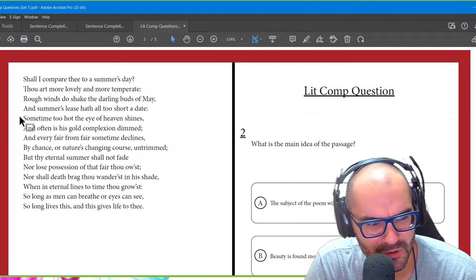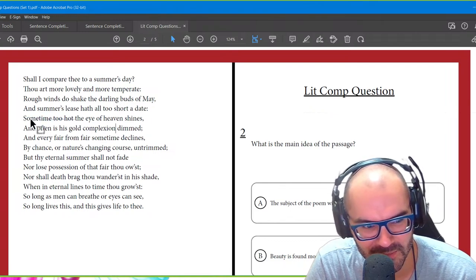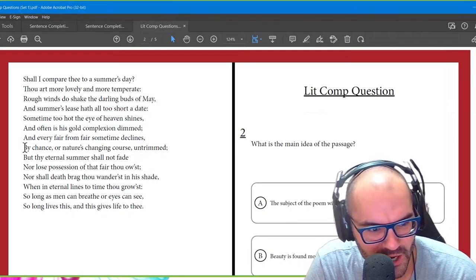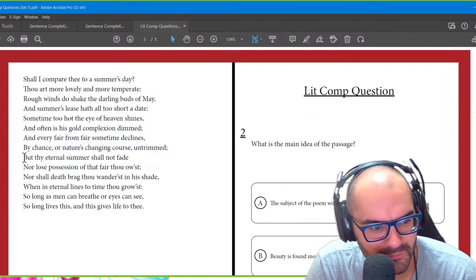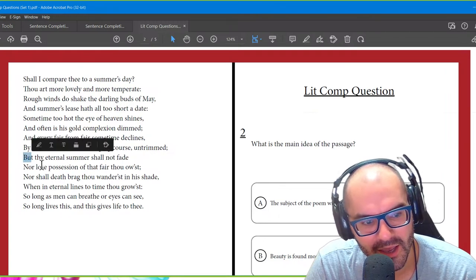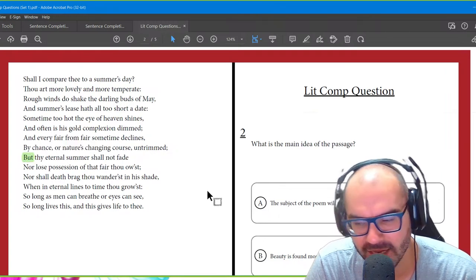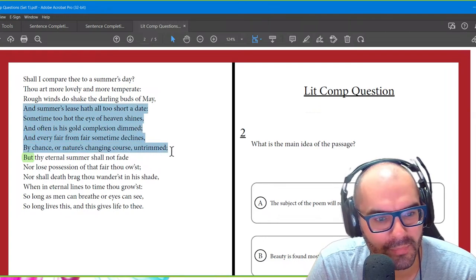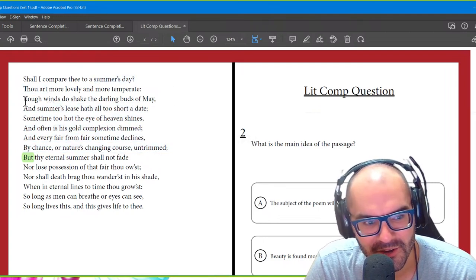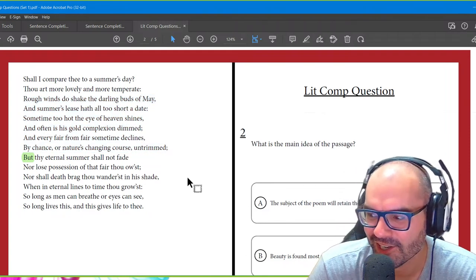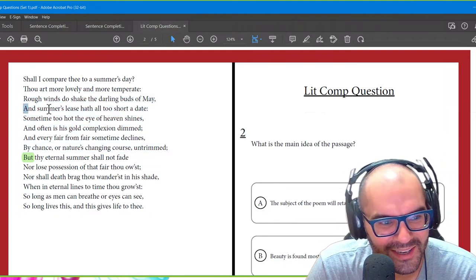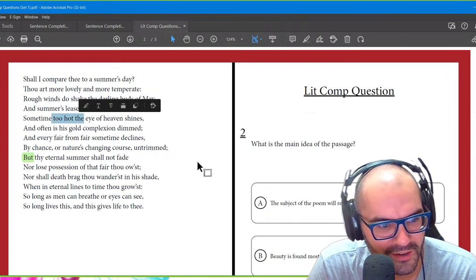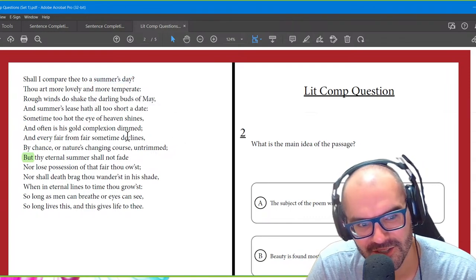Sometimes too hot. Okay, so sometimes summer's not, I guess he's saying it's not the perfect comparison because sometimes the summer's too hot or too short. Okay, some more stuff I don't understand. But I stop here because we can also use these little connecting words to really help us figure out what matters. He's giving more comparisons to the summer's day, but I don't need them all. I could sit here and try to understand all this, but it's probably not necessary. I'm just saying, oh, it's too short, too hot. So this guy's not exactly like a summer's day.